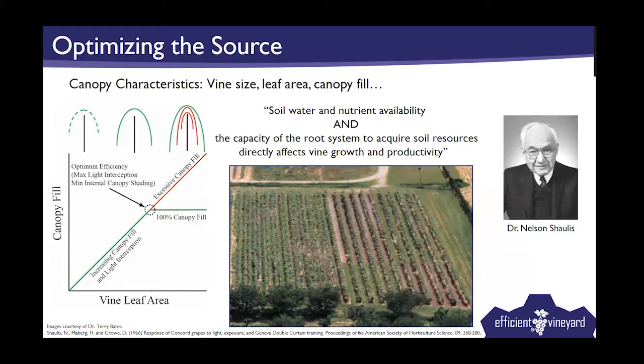So you have a really large vine, right? Your vine size is high. You have a lot of leaf area. Your leaf area is high. Your canopy is full for sure. But in that sense, you have an excessive canopy fill. And in that way, you are not running an efficient vineyard. And we're all about efficient vineyards here.